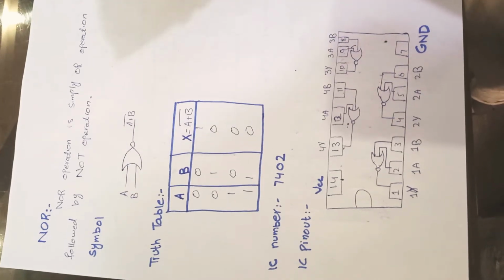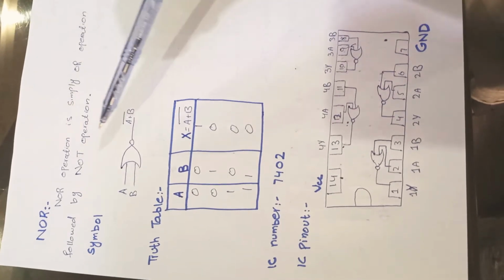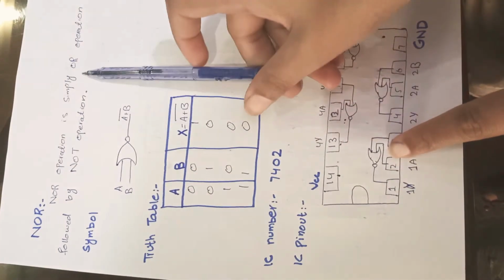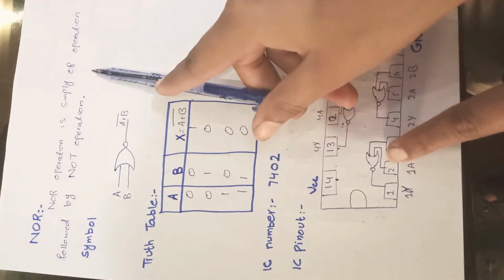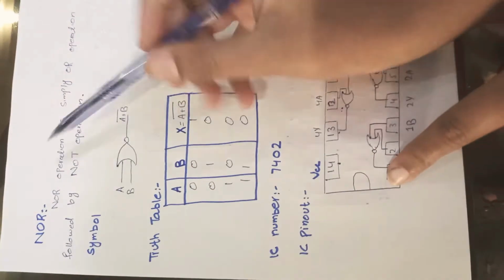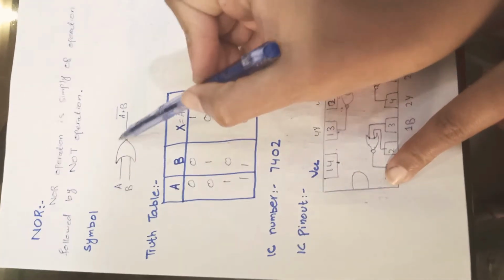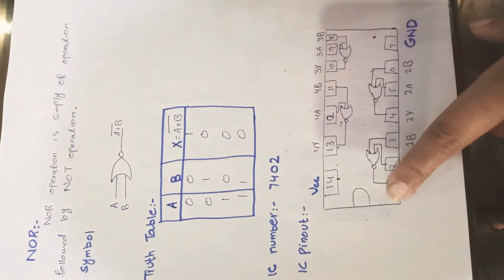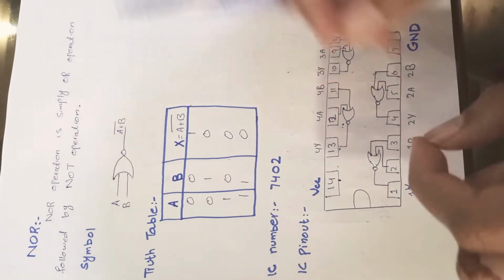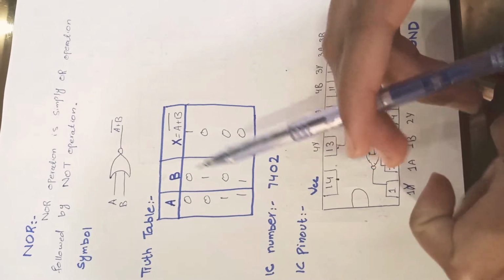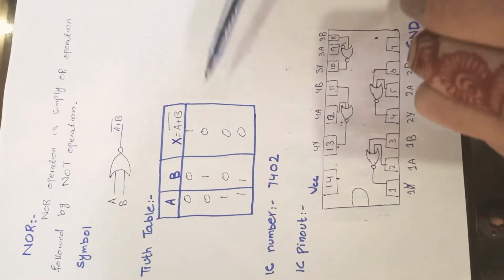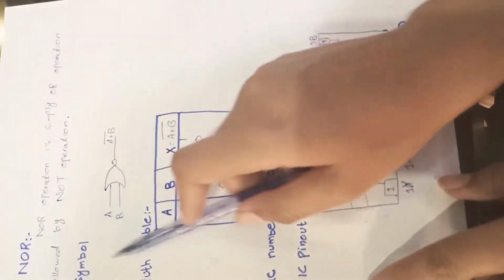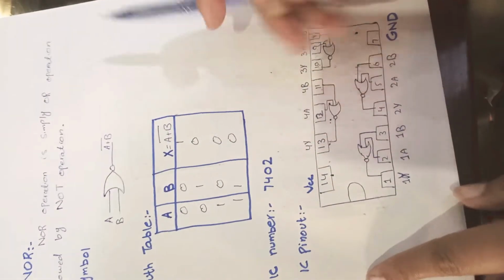In this video, I will tell you the implementation of NOR gate on breadboard. NOR operation is simply OR operation followed by NOT operation. NOR gate is obtained by coupling the OR gate with the NOT gate. Thus, for the same combination of input, the output of NOR gate will be opposite to that of an OR gate. This is the symbolic diagram of NOR gate.